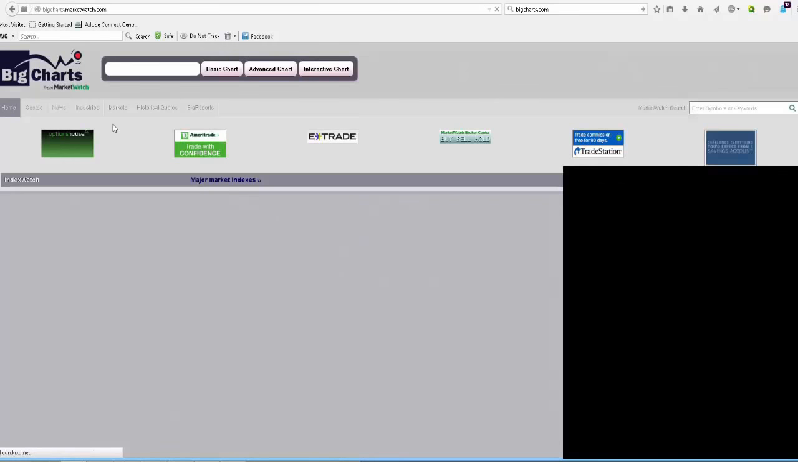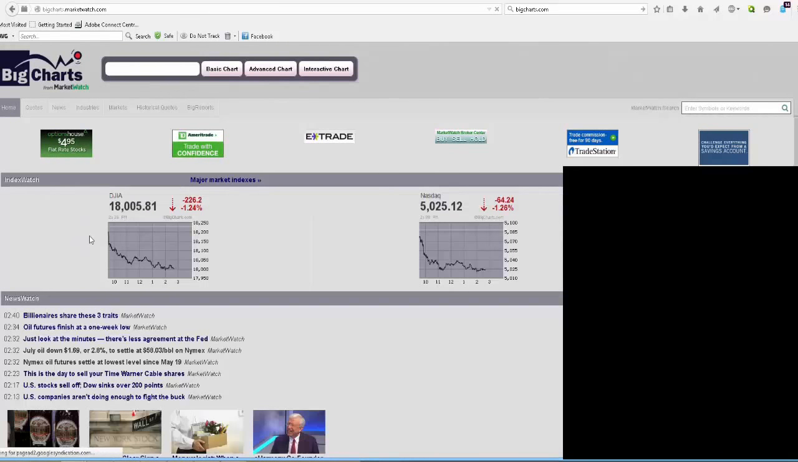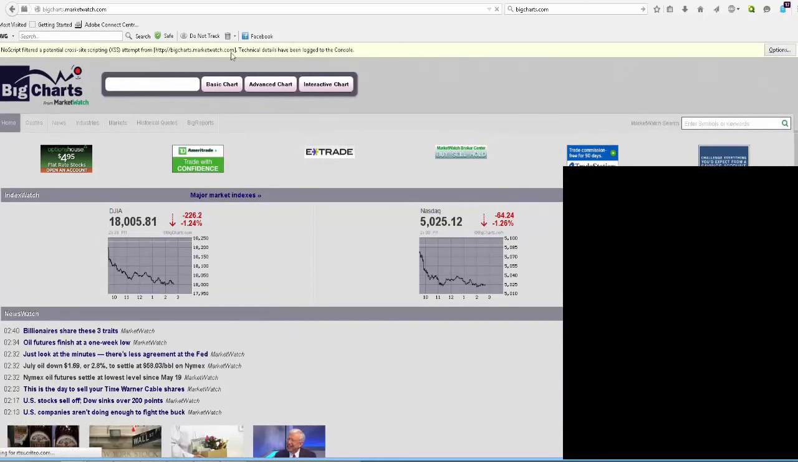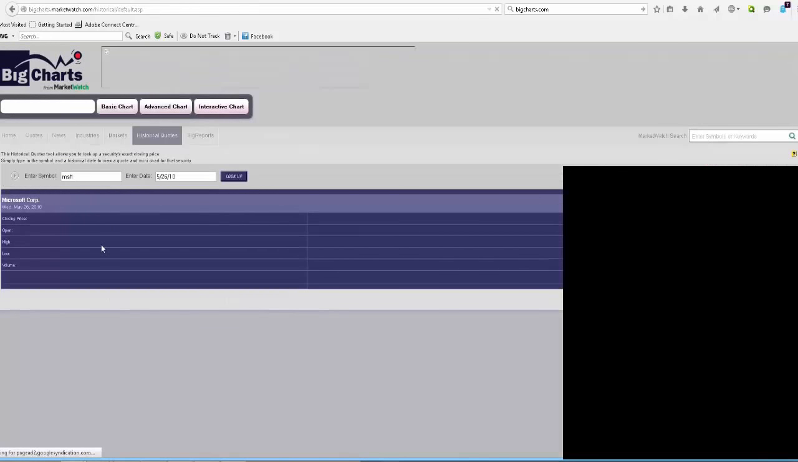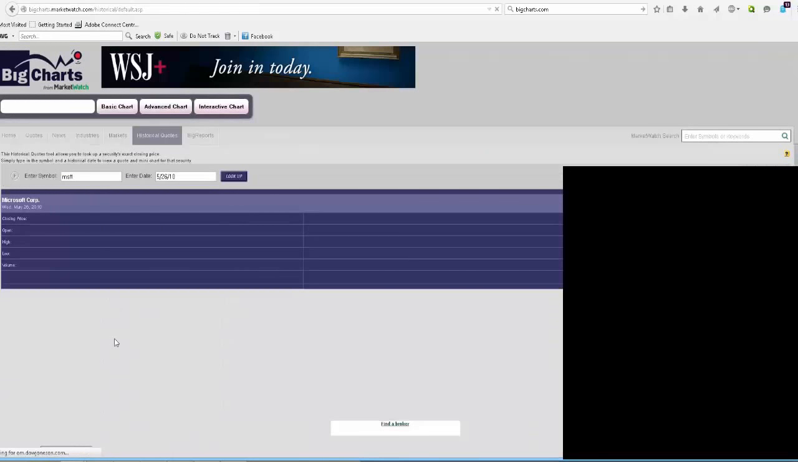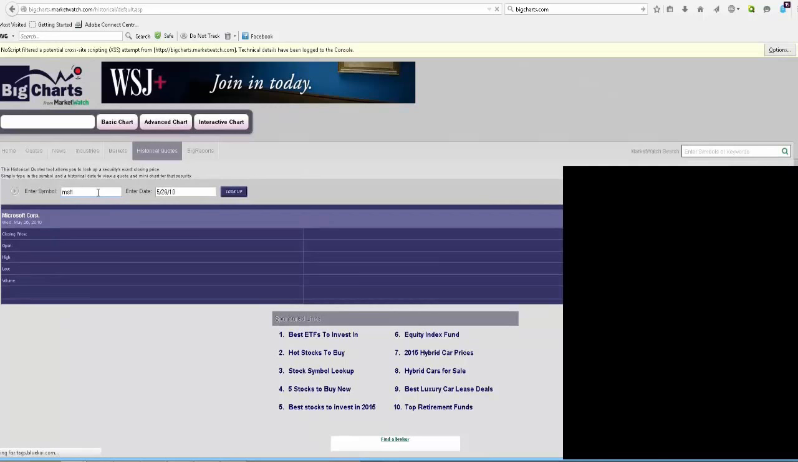So on bigcharts.com, you are given an opportunity to research information. And you'll see if we float across here, kind of where my finger is, we'll come to a little header that says historical quotes. If I click on that, it takes me to this page. And the page is defaulting to Microsoft, which is the abbreviation MSFT.